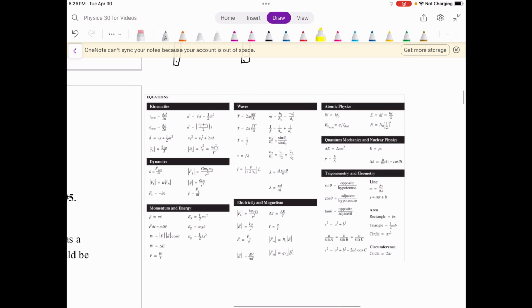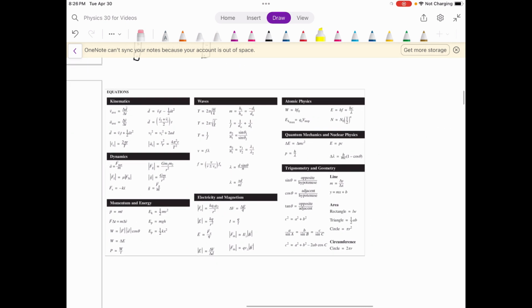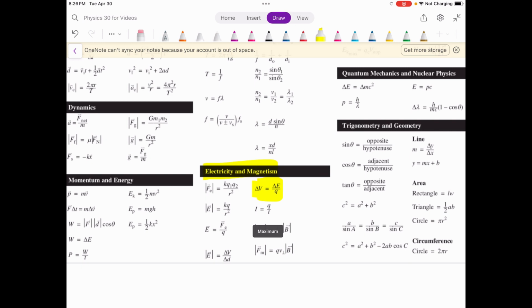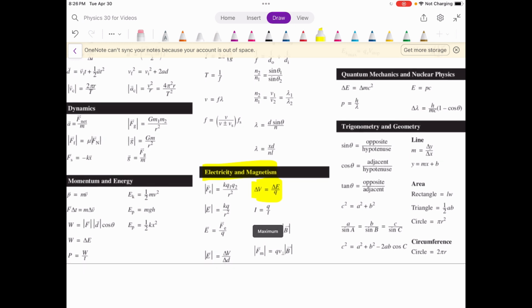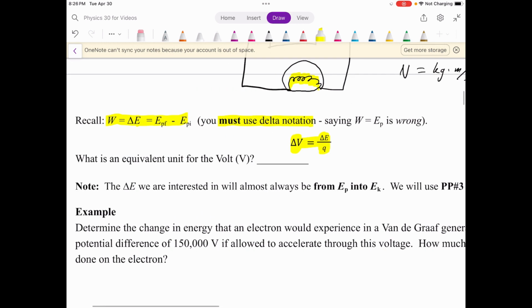So whenever we get a new formula, it's always good to go find it on the formula sheet. We are in electricity and magnetism, and so sure enough, there it is. The voltage, aka the electric potential difference, is equal to the difference in energy between two positions divided by the charge that's being moved between those two positions.